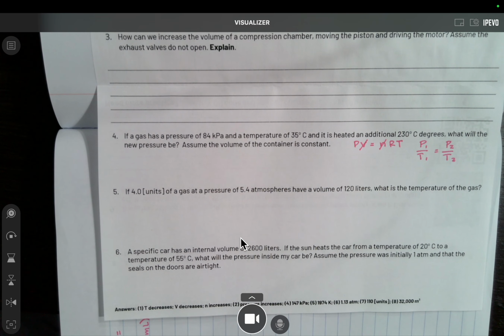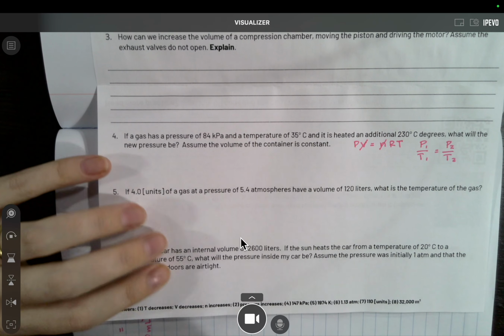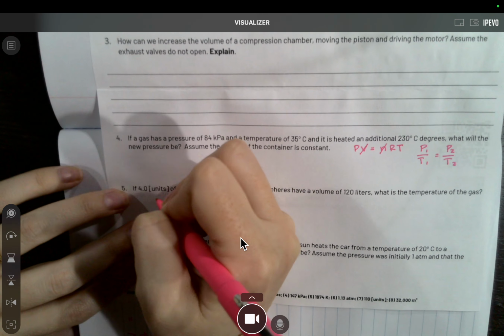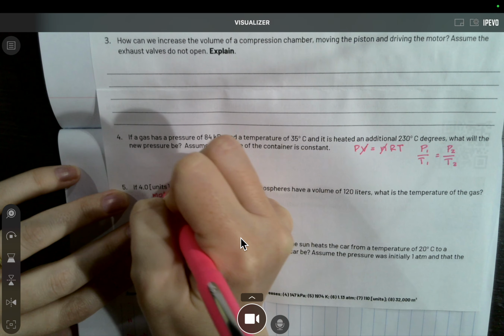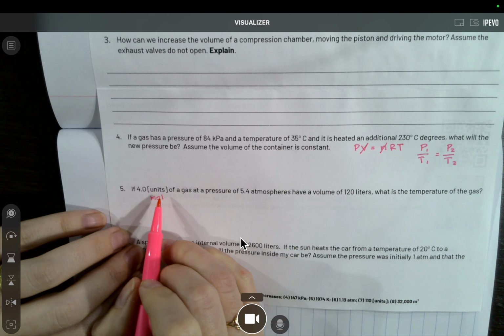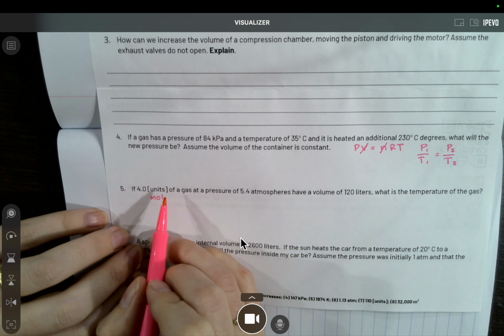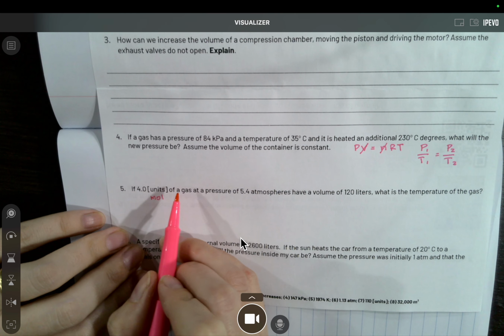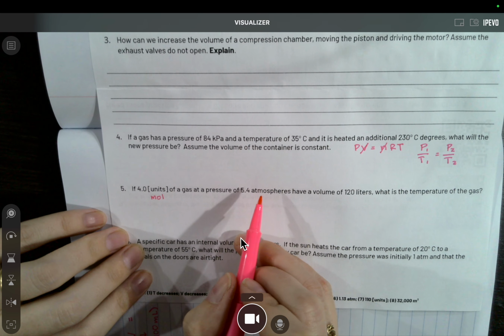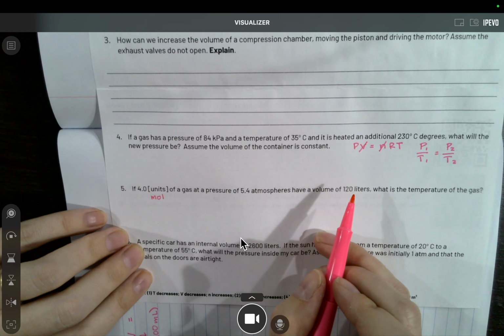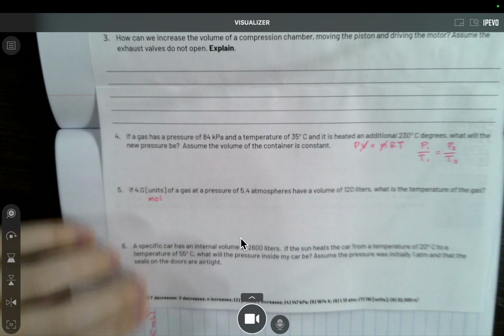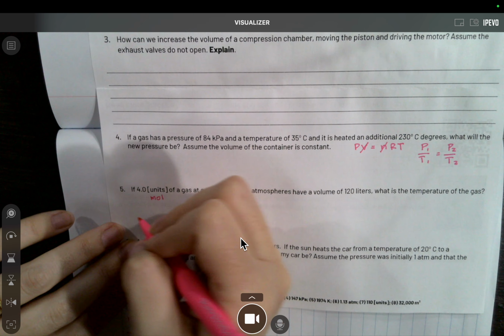Let's take a look at number 5. If 4 units of a gas, all right, units, we've talked about this a little bit, mole. You don't really know what that means yet, but you can think of it as we've counted up the amount of gas. So if 4 moles of a gas at a pressure of 54 atmospheres have a volume of 120 liters, what is the temperature of the gas? Ooh, there's a lot going on there. Let's figure out what's going on.